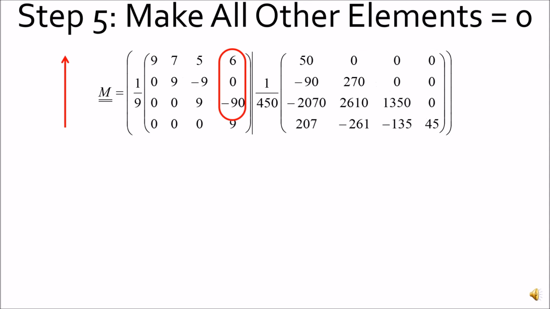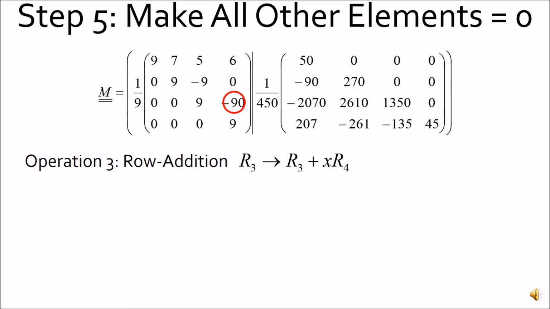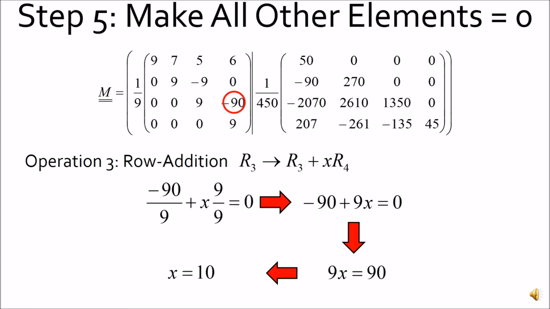So what we need to do is go through backwards now and basically reduce all the other elements to 0, and we just carry out row addition operations as before, but this time we're working up and we must use the diagonal position once again for our multiplier. Okay, so let's start with this position here. We have row 3 and we must add some factor of row 4 to it to give us 0. So we have a minus 90 in this position here, and we need to add some factor of 9 over 9, which is the value in the diagonal position. And once again, we work through the algebra and we find the factor's 10.